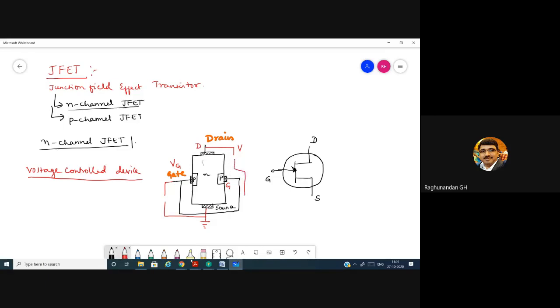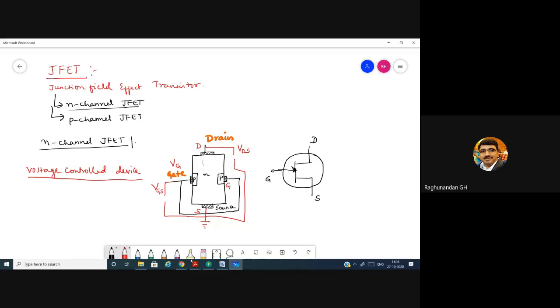So we can connect it directly to the ground. So this is the source terminal. Now the voltage between the gate and the source is known as VGS, and the voltage between the drain and the source is known as VDS. Now this is the N-type material where majority charge carriers are electrons, and this is a P-type material where majority charge carriers are holes.